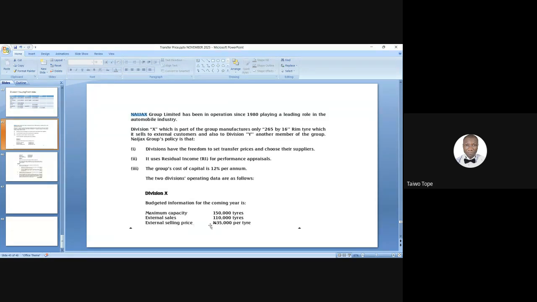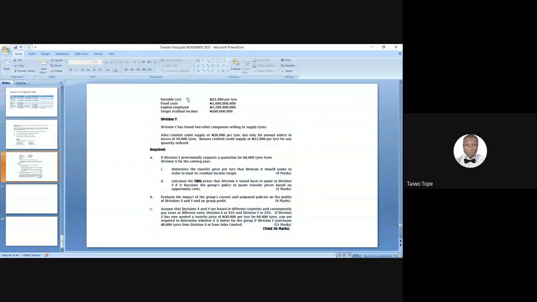So the external selling price is 35,000 naira per tire. Now, the variable cost of producing one tire is 22,000 per tire. Fixed cost is 1,080,000. Capital employed is 3,200,000. Targeted residual income is 180 million. Take note, once you see all these variables playing out, you should know that you have to use your residual income format to determine your transfer price that will meet your residual income target.